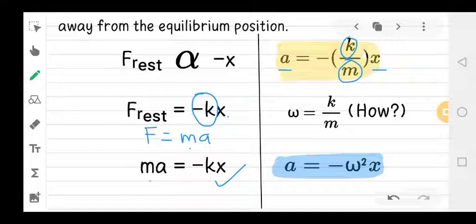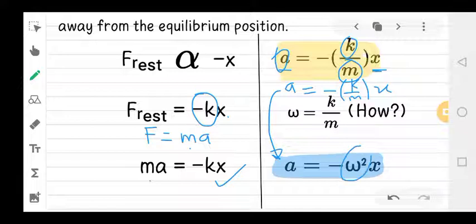By reducing the formula to this, we can also define our simple harmonic motion in terms of what? Acceleration. We can say it's a periodic motion in which the acceleration of the body is directly proportional to the what? The negative of the what? Displacement. And later we will find out that this formula, a equals minus K over M x, is the same thing as this formula here. That means our K over M is the same thing as what? Omega square. So we are going to find out why this is also true.